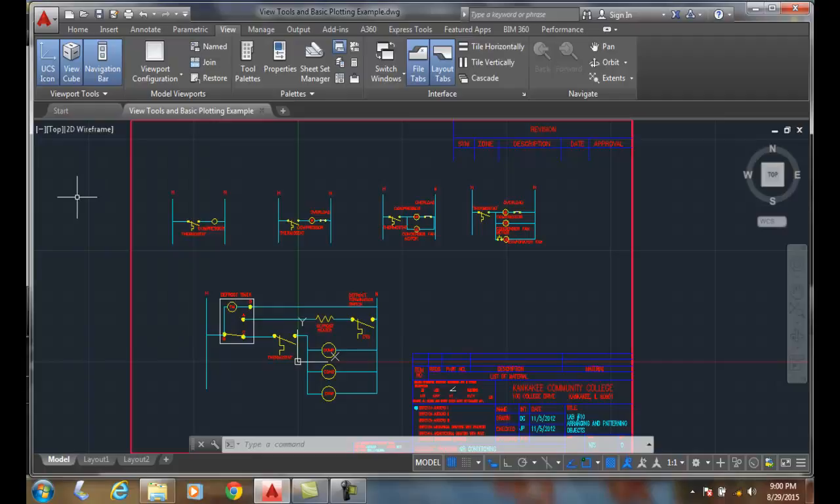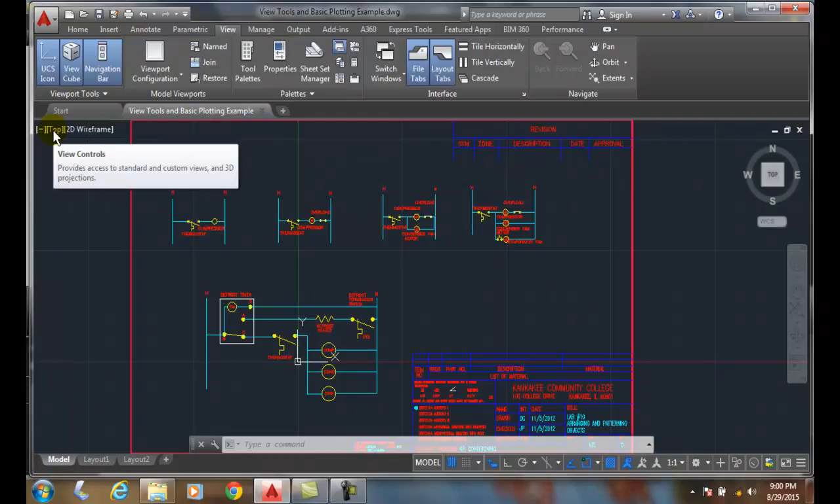So this is known as our in-canvas controls, and this one right over here is our view controls. And this is going to allow us to take a look at how to use model viewports, which we'll see shortly in upcoming videos.